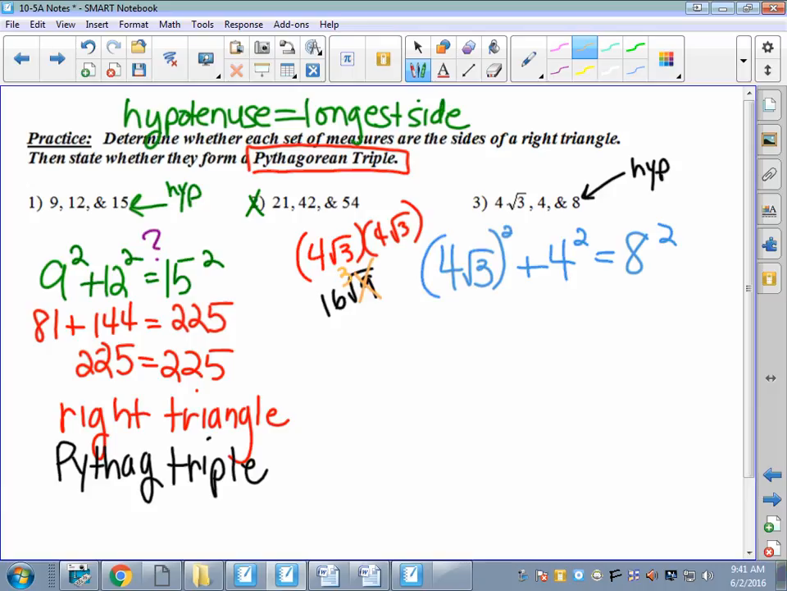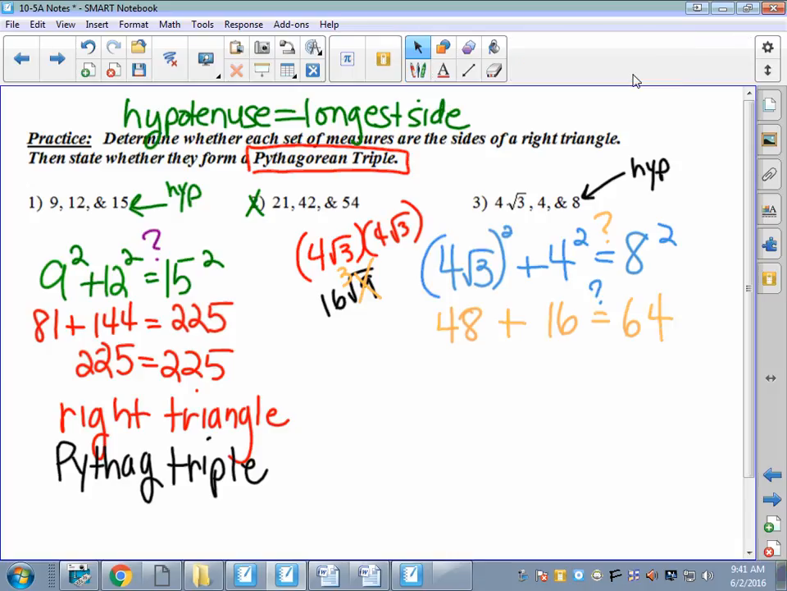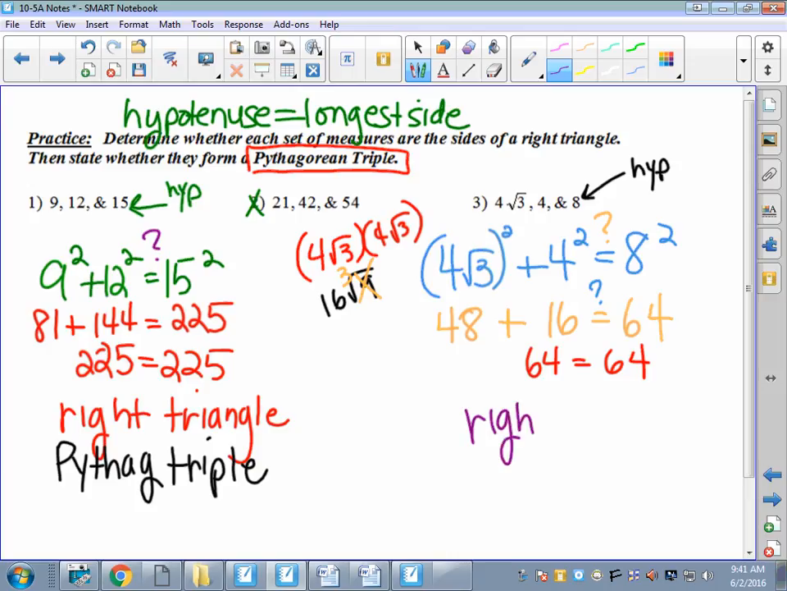So I'm going to multiply that 3 I just got and the 16 I already had, so that should be 48. Plus, I forgot to put my question mark, 4 squared is 16. Agree or disagree? 48 plus 16 equals 64. I think that works, right? So this is a right triangle. If we got like 64 equals 63, we know it's not a right triangle.